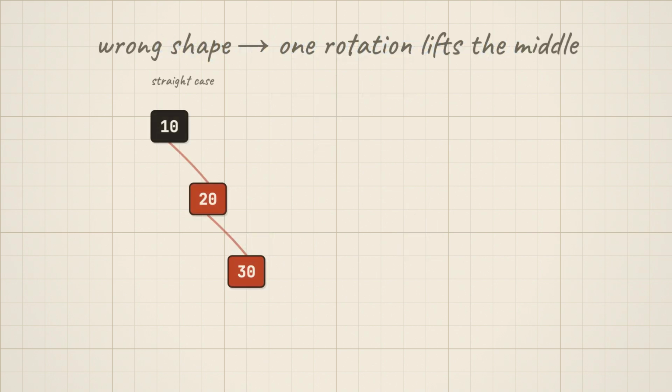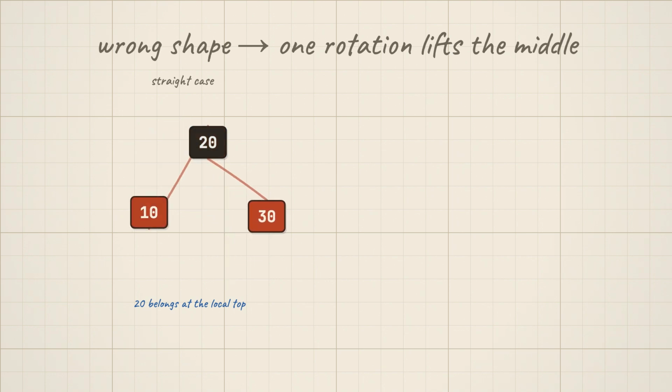What if the uncle is black? Then we do not have a full wide node with red pieces on both sides. Instead, the nearby keys are arranged in the wrong binary shape. 10, 20, and 30 should form one wide node. In the binary representation, the middle key should sit at the local top. One rotation lifts the middle key. Recoloring records that the three keys now belong to one wide node.